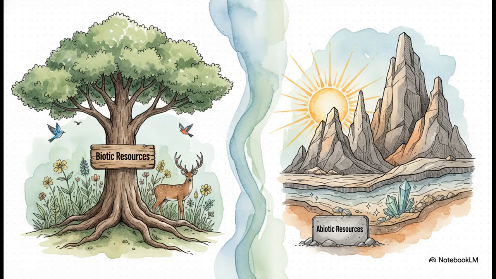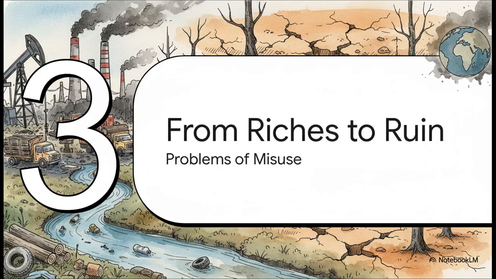And don't forget the other types. On the basis of exhaustibility, you've got renewables like wind and non-renewables like coal. And based on ownership, you have individual, community, national, and even international resources. Okay, now we get to the central conflict of the chapter. Resources are the foundation of everything we build, but what happens when our use of them goes wrong?